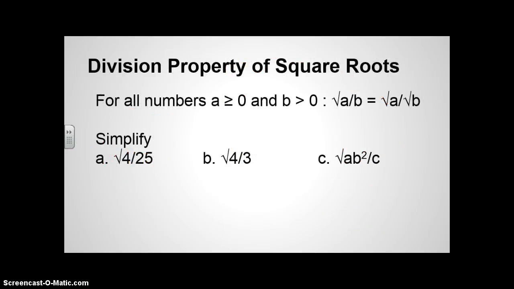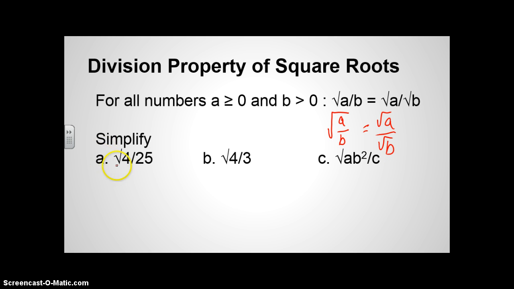The last property you're going to see in this chapter, or this section 12.1, is the division property of square roots. And what that means is for all numbers, for A greater than or equal to 0 and B greater than 0, the square root of A over B equals the square root of A divided by the square root of B. What you see in the book and how it's going to look handwritten is A over B like this. It didn't come out on the computer very well. So when we break it down, it's the square root of A over the square root of B.